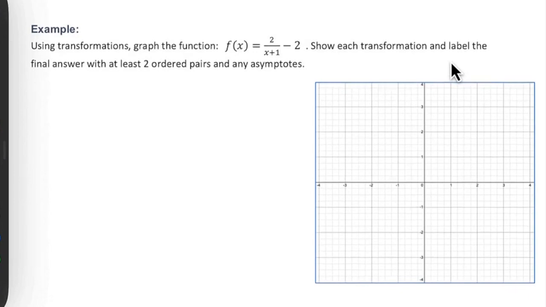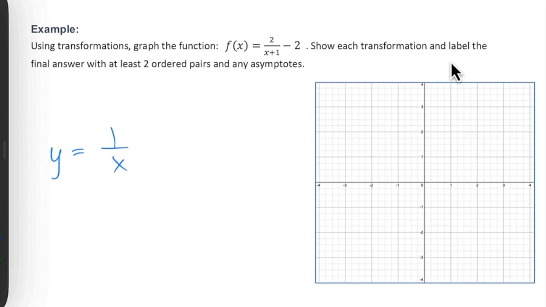In this video, we are going to use transformations to graph the following function. And what we first want to notice and identify is the parent function that is to be transformed. And we can see that y is equal to 1 over x is the beginning function that we start with, and then we use transformations to get this f of x function.